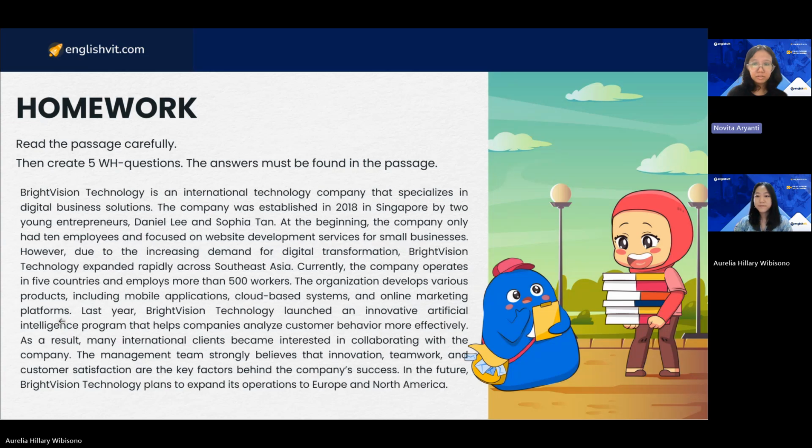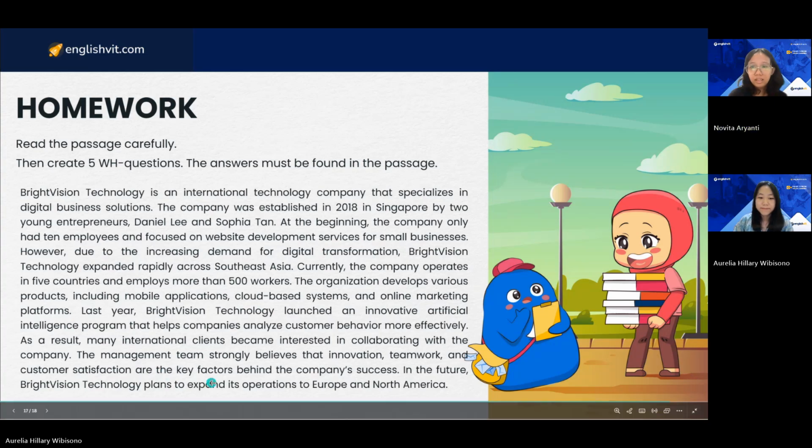We can try with how the company attracted the international clients. So it would refer to the sentence that starts with last year. Last year, Bright Vision Technology launched an innovative artificial intelligence program that helps companies analyze customer behavior more effectively. And that actually answers it, because there's a result, how the clients became interested. And then the last one, what is the next goal of the company, to expand internationally? We can refer to the last sentence. In the future, Bright Vision Technology plans to expand its operation to Europe and also North America.